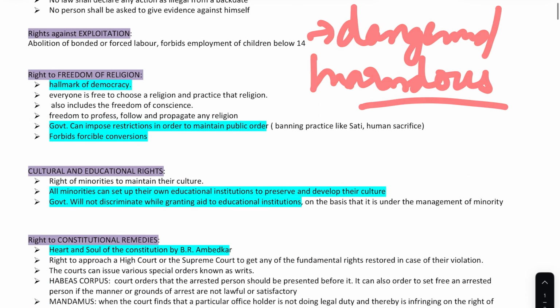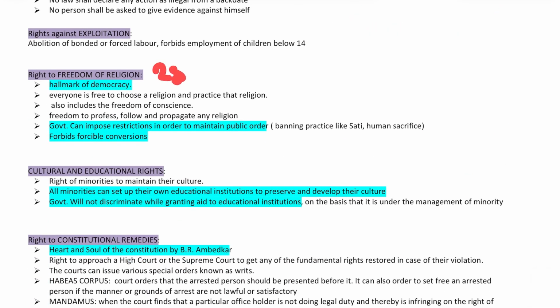And the right to freedom of religion mentioned from Article 25, 26, 27, and 28. So, it is the hallmark of democracy. Everyone is free to choose a religion and practice that religion. It also includes the freedom of conscience, freedom to profess, follow, and propagate any religion. Although there is no right to convert anybody; you cannot convert an individual into a certain religion.